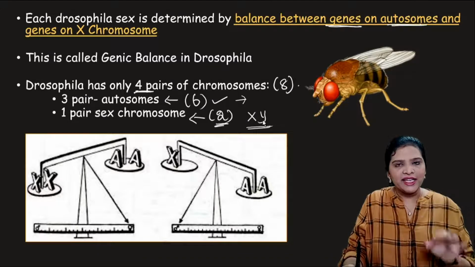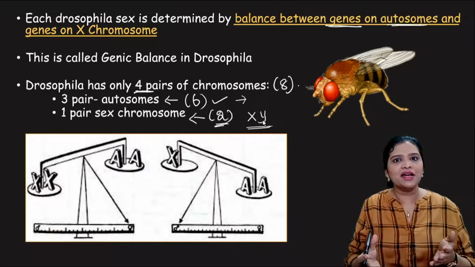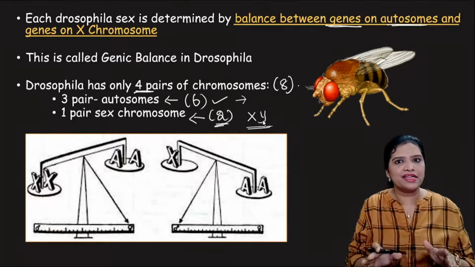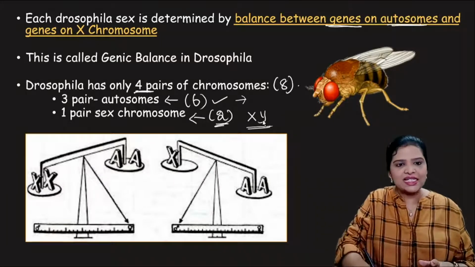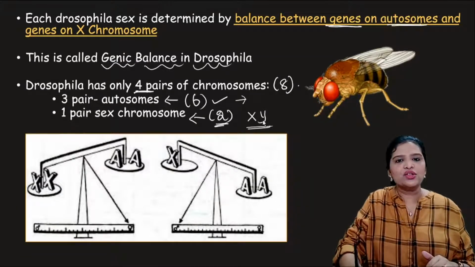So here in the Drosophila, the sex is determined by some balance occurring between the set of the autosomes and the number of the X chromosomes present in the Drosophila. This phenomenon, or this concept, is called genic balance in Drosophila.